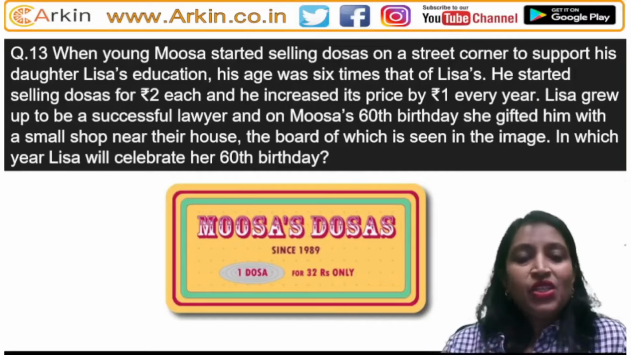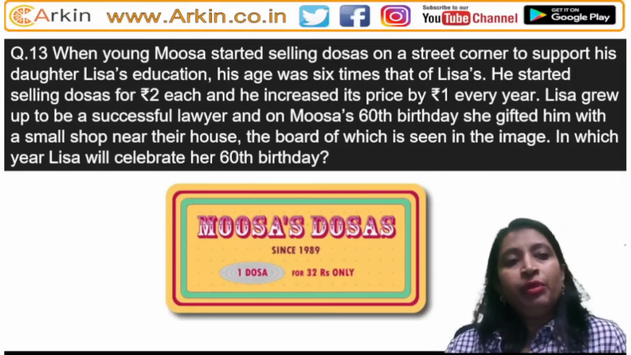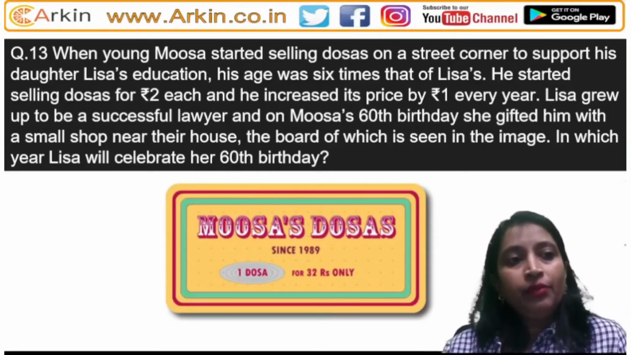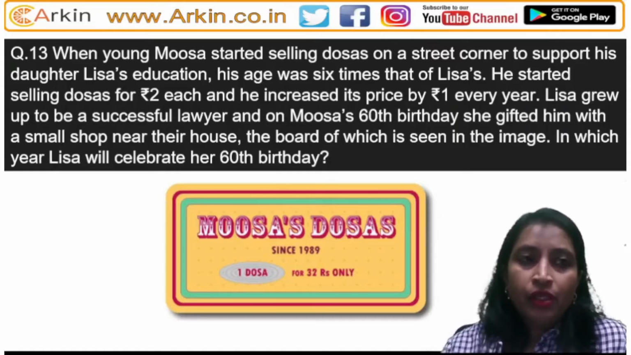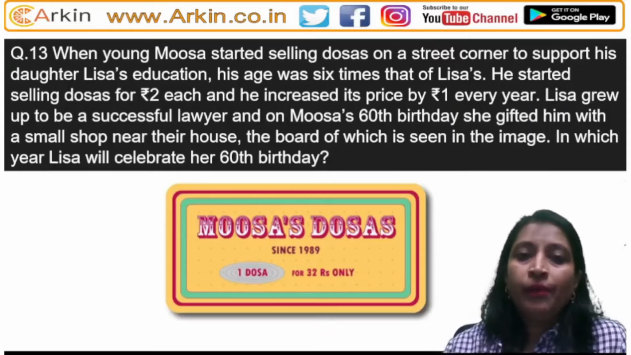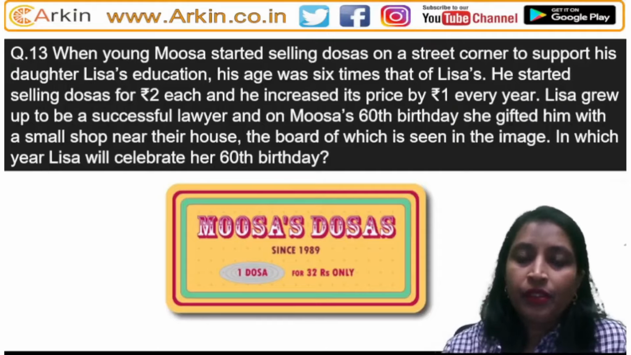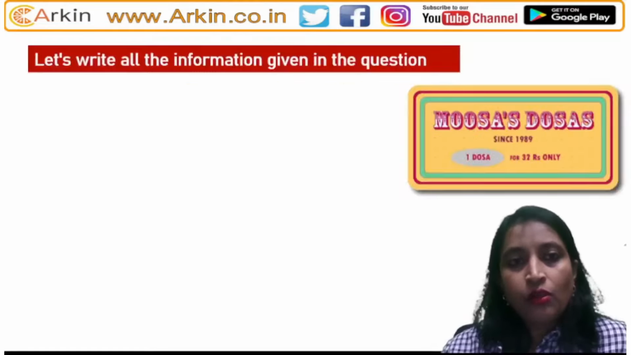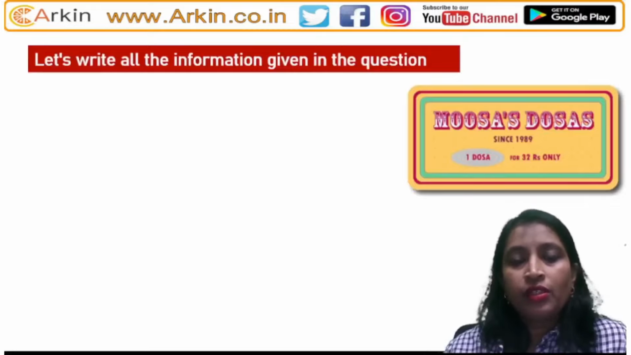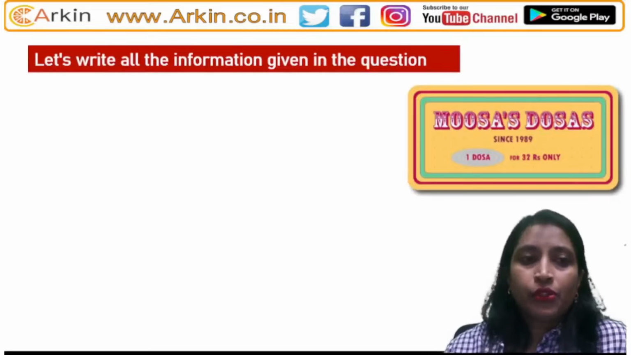Hi everyone. So this is one of the questions of UCEED paper 2021, question number 13. I'm sure you must have read the question, so I'm not repeating it. Here the question is about Musa, who is selling dosas, and his daughter. The question asked is, when will Lisa celebrate her 60th birthday? Based on the information given in the question and on this board, you have to find that out. First, let's jot down all the information given in the question and this board. Then we will solve this question.